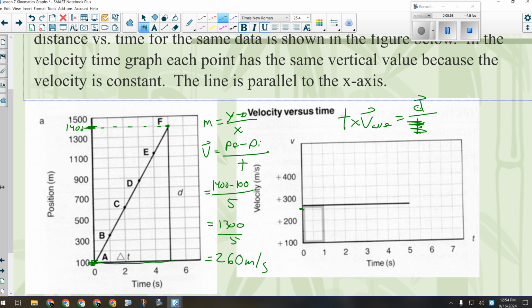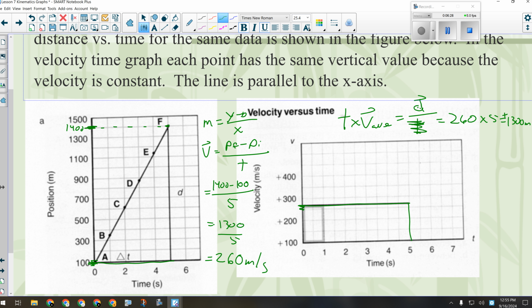260 meters per second. I just read that off the graph, right? Here's 250, here's 260. It's going 260 meters per second for 5 seconds. So I just go 260 times 5. Well, that sure better work out to be this number, because that's how I got the 260 before, right? So 260 times 5 is 1,300 meters in a positive direction.